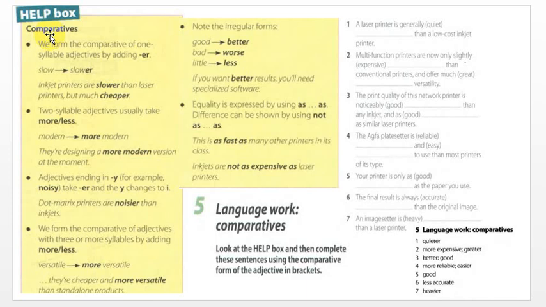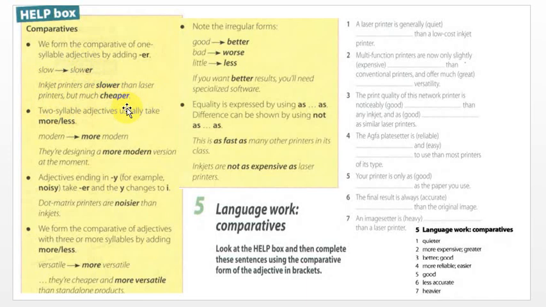In this section, we talk about the usage of the comparative. We form the comparative of one-syllable adjectives by adding -er. For example, slow, slower, we add -er here. Inkjet printers are slower than laser printers but much cheaper. We have two things, inkjet printers and laser printers, and we compare the two things here.